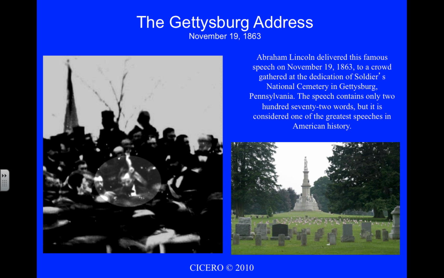And as it says here, this most famous document is 272 words, which is not much. The speech was approximately 2 minutes long. And the words that were said were pretty amazing.